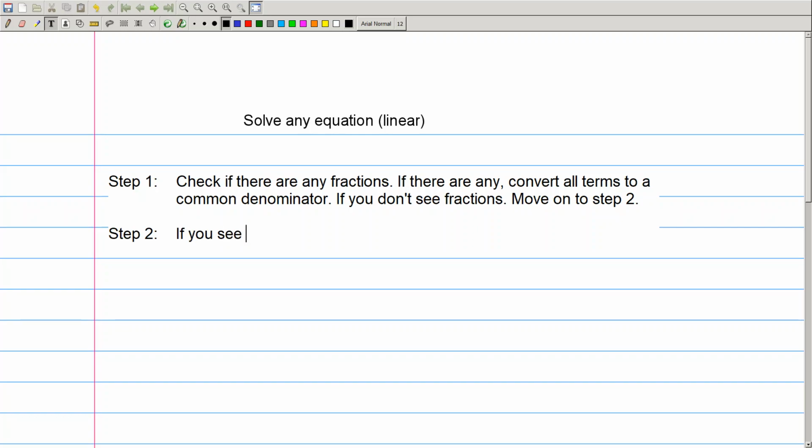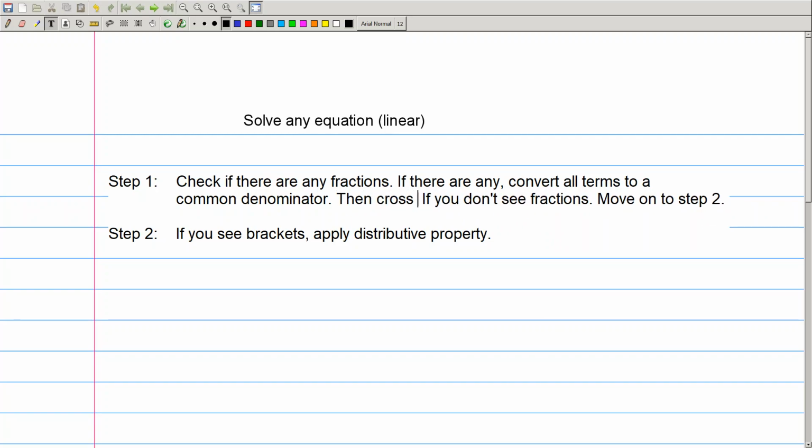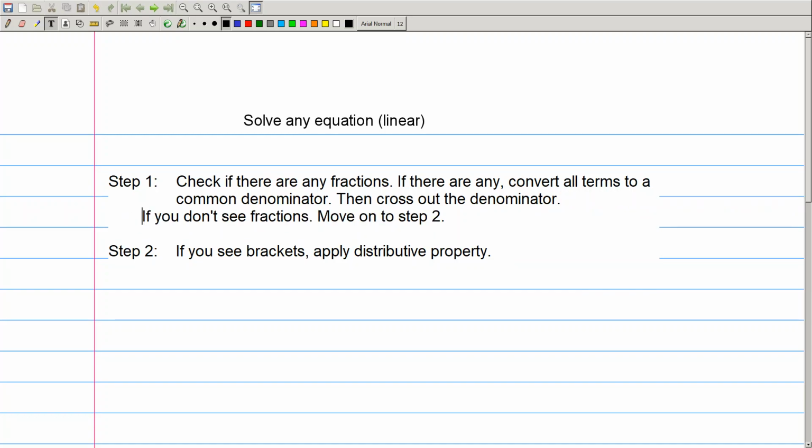Step 2. If you see brackets, apply distributive property. Okay. Oh, also, in step 1, once you convert all to a common denominator, then cross out the denominator. That would be the next step. That'd be pretty important to mention. Then move on to step 2. If you see brackets, apply distributive property. So we talked about that in the last video. You could do distributive property.